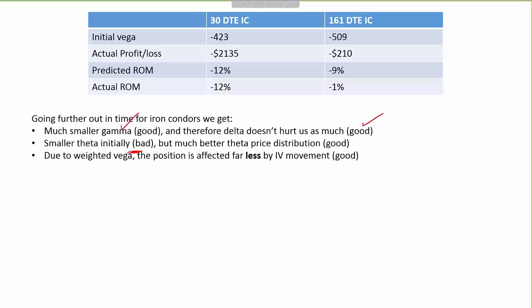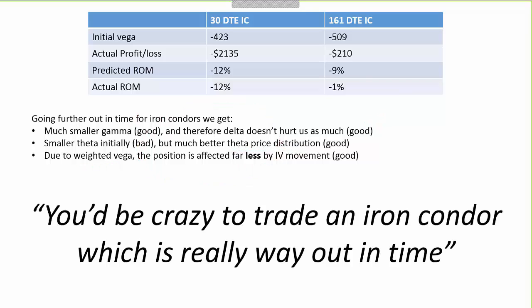Did I include it? No, I didn't. The theta is about a third, roughly, of what you're getting with the other one. But remember, the theta distribution is much, much wider. So we're making money across a much wider span of price, even though we're making less per day. And due to weighted Vega, the impact of Vega is far less than it is for a 30-day iron condor. So you put all these things together, and can you confirm what some mentors say, that long-term iron condors are dangerous? No. The complete opposite. You'd be crazy not to trade an iron condor which is really way out in time. Busted.